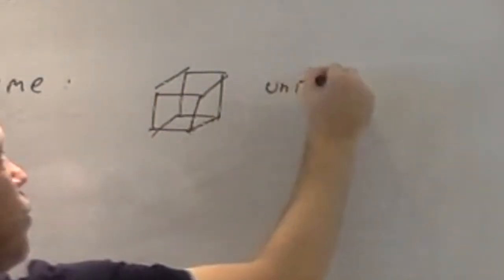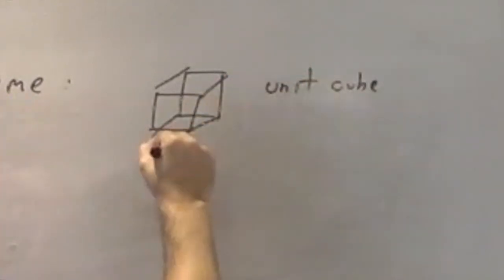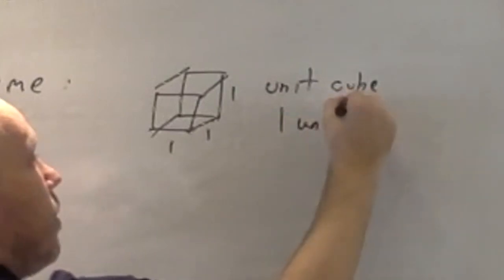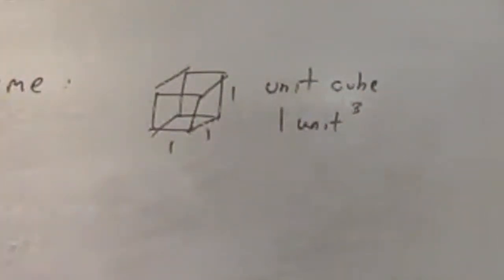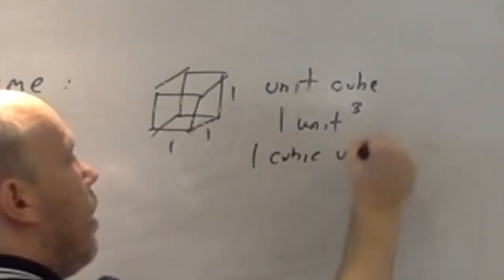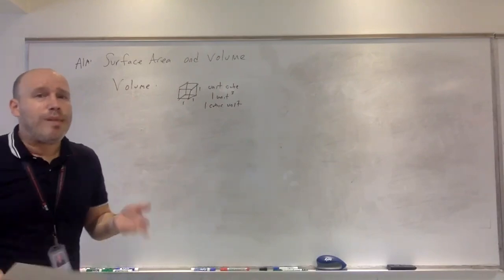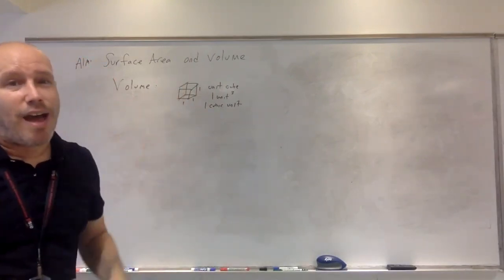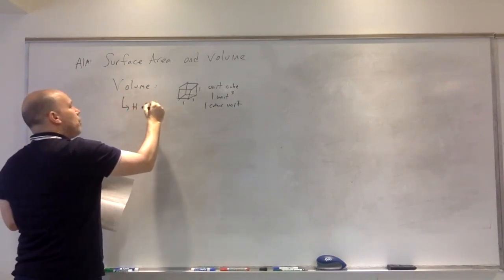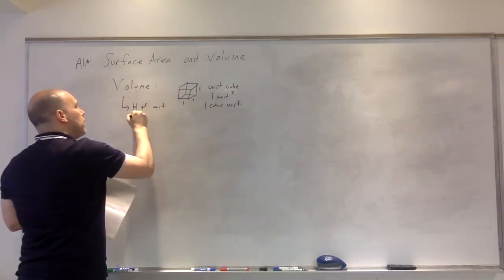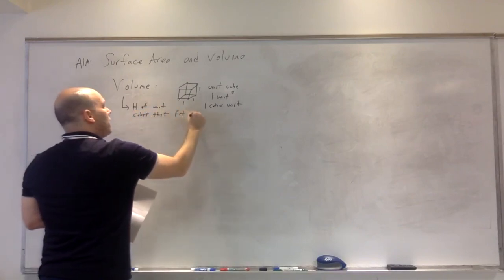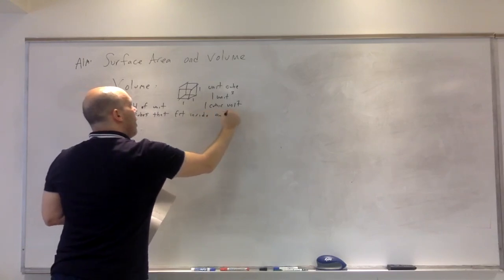This is a cube, right? And if we call it a unit cube, it's a 1 by 1 by 1. So it's 1 unit cubed, 1 cubic unit. And the idea is volume is the number of cubes you can fit inside something. So volume is the number of unit cubes that fit inside an object.